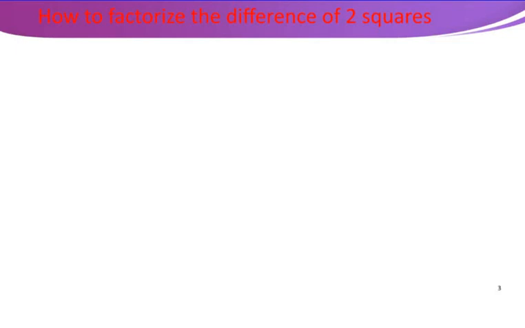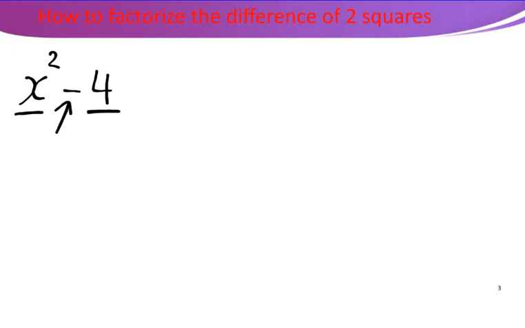How to factorize it? Like x to the power 2 minus 4. This expression is called difference of two squares. Why? The first term is a perfect square, the second term is a perfect square, and there is a negative sign between them. How to factorize it?